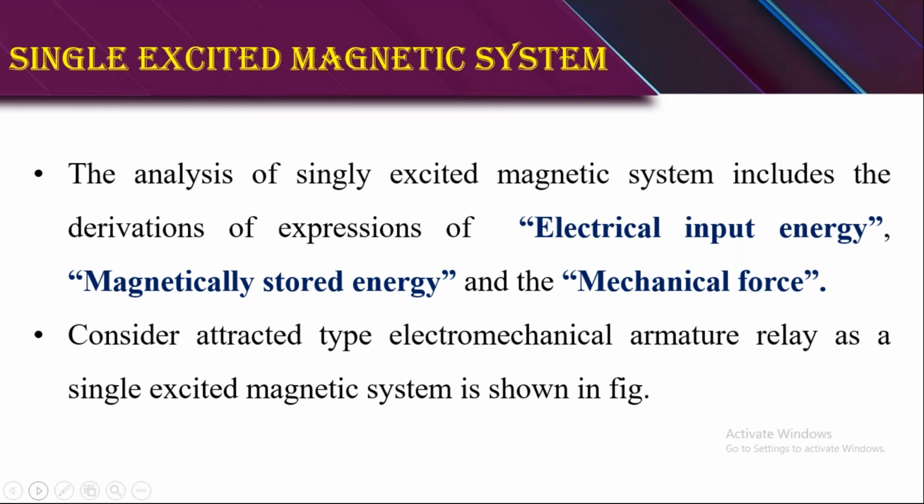Now if you want to simplify these expressions for a single excited system, we need to consider three cases. I already told you that the three cases are: electrical energy, that is the input we are giving, mechanical energy, that is the output we are getting, and field energy. While converting electrical to mechanical, in between, the field energy is stored. After that only the mechanical energy is obtained as the output. So we have to derive the equations with respect to these three parameters: electrical input energy, magnetically stored energy, and mechanical force. We are going to derive these three parameters by considering one device, that is the armature relay. By considering this relay, we can see what equations are involved in the single excited magnetic system.